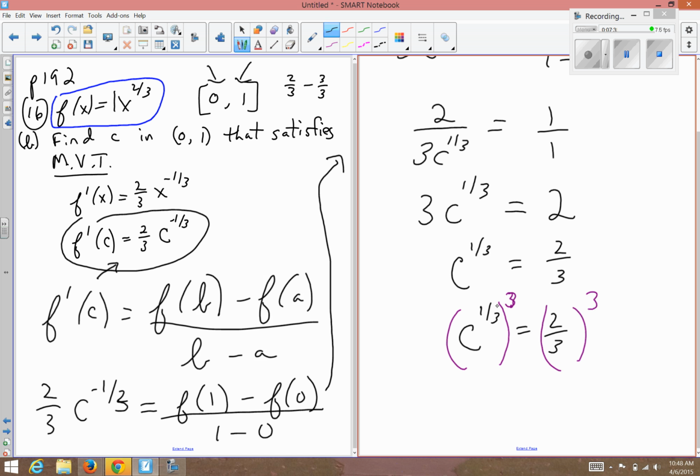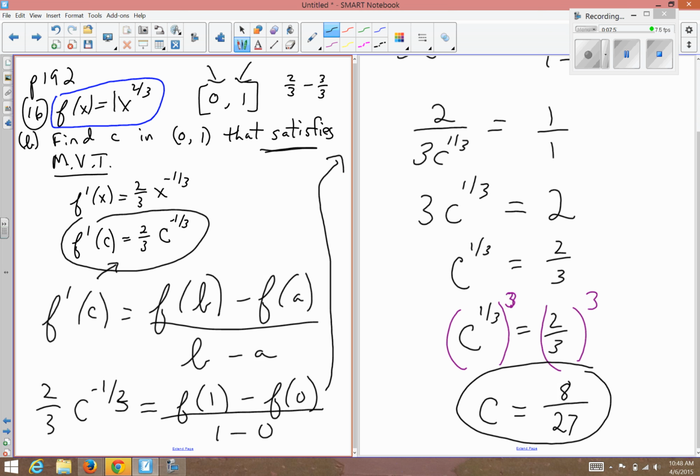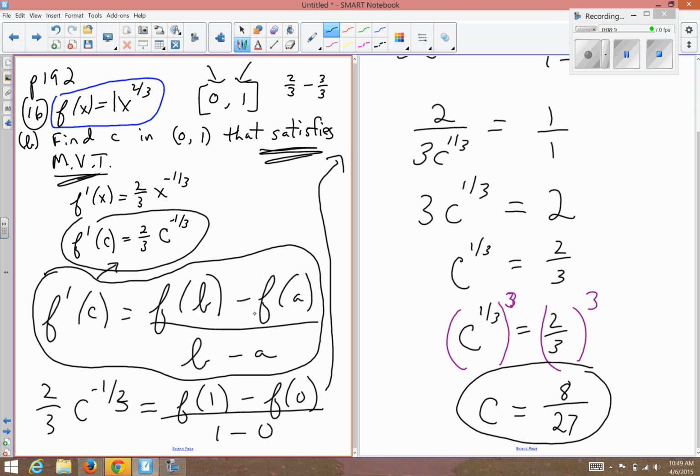Because C to the 1/3 to the 3rd is just C. And whatever we do to one side of the equal sign, we do the same thing to the other side. 2/3 to the 3rd, 2 times 2 times 2, over 3 times 3 times 3. So that's the number, 8/27, that's in the interval 0 to 1, that satisfies the mean value theorem. This equation is the conclusion of the mean value theorem.